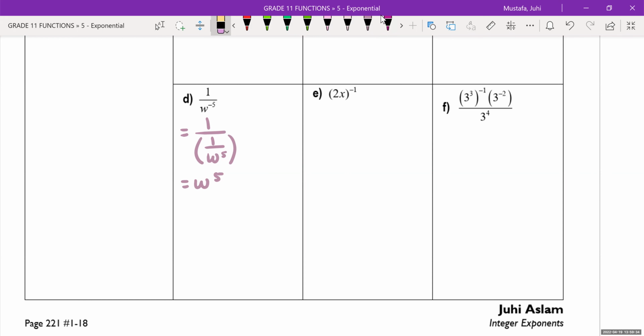Yes. If I wanted to show more steps, I would write it as 1 times w over 5 over 1, and then that gives me w to the power of 5. Now that's the long way.